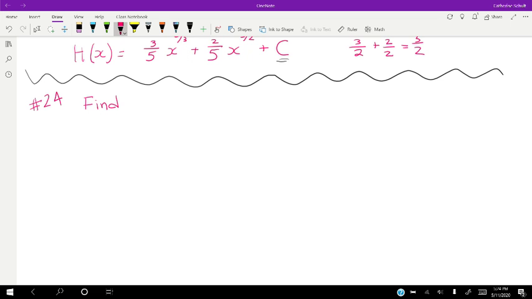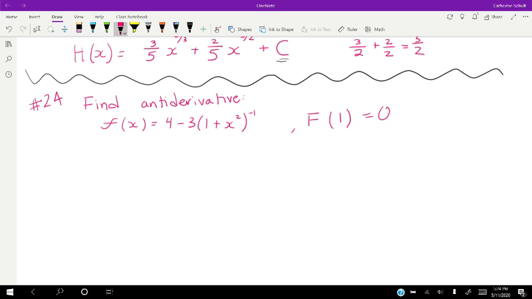Okay, so the given conditions, we're going to find the antiderivative. Not the general antiderivative, but one antiderivative with these conditions. Little f is equal to 4 minus 3 times 1 plus x squared to the negative 1, given F of 1 is equal to 0. Okay, so that's going to give us a unique antiderivative. So let's see what happens.